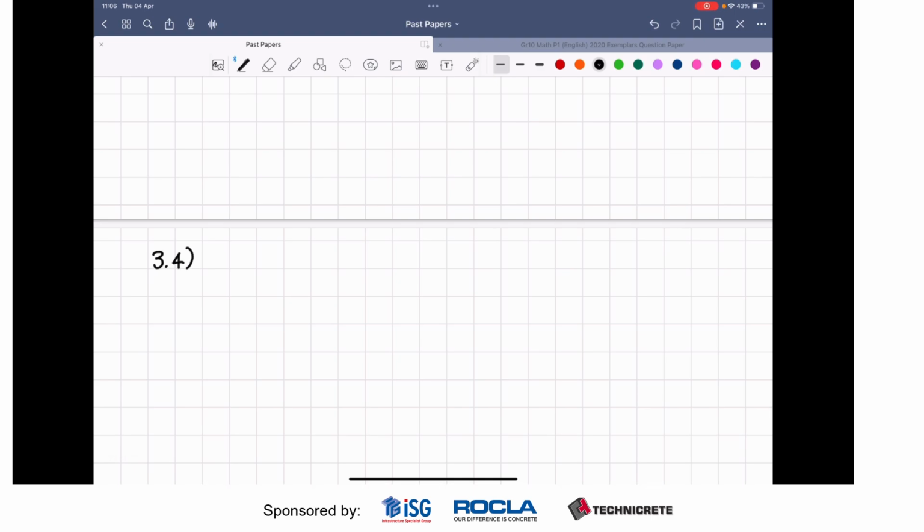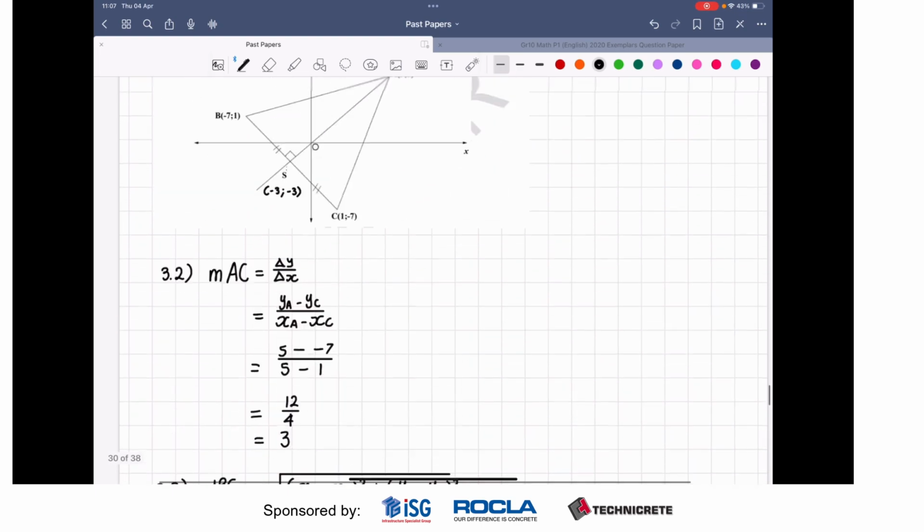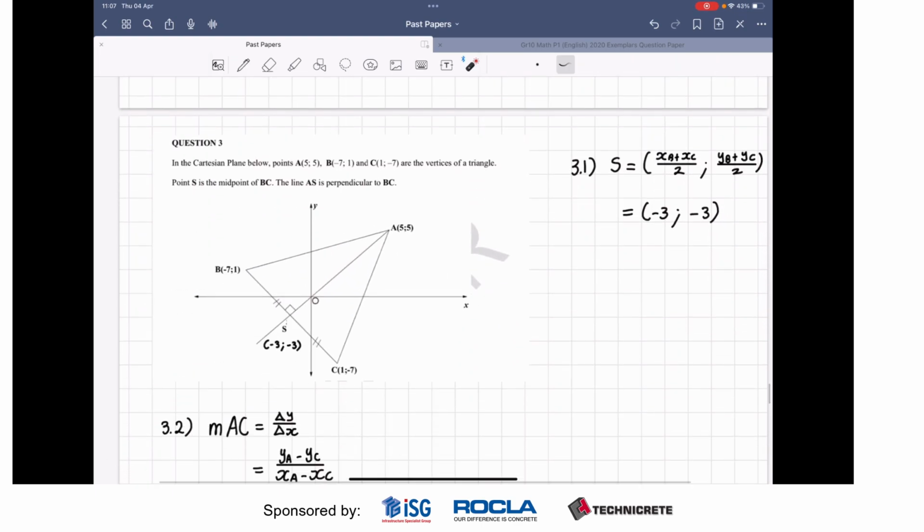And for that, I'm asked to determine the area of ABC. So I want to find the area of this triangle ABC. And lucky for me, I was given this line AS, and I was told that it's perpendicular. So AS is perpendicular to BC.